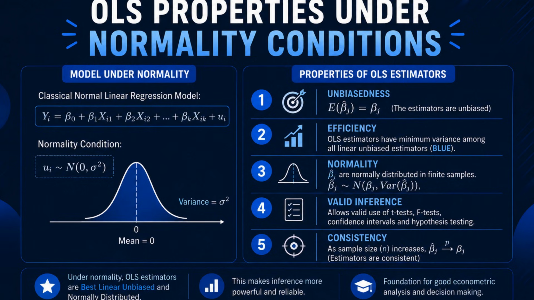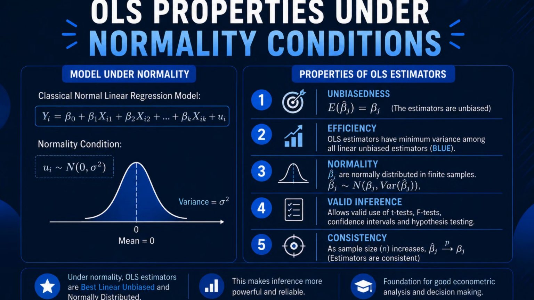Again, consistency does not come simply from assuming normality. It depends on the appropriate conditions for consistency being satisfied. So, normality should be viewed as an additional distributional assumption that gives us stronger finite sample results and facilitates statistical inference. Final summary. So, let's quickly summarize everything we discussed today.